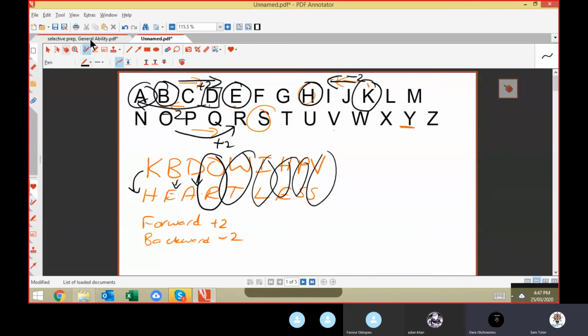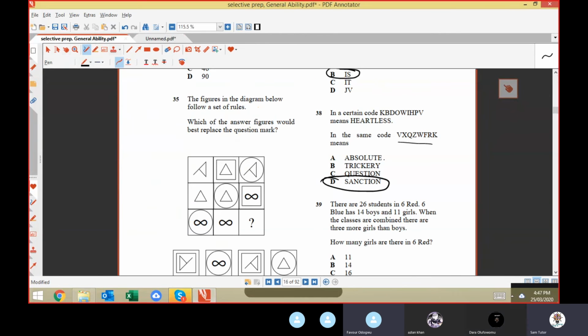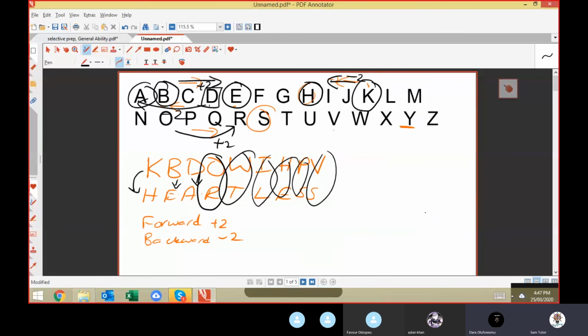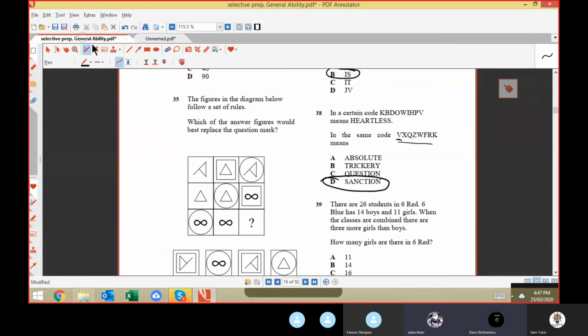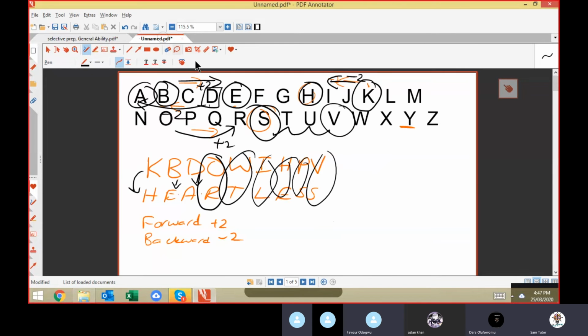So the question said VX. For example, V, we're going to go backwards 1, 2. That means the answer is S. Does that make sense now? Yeah. And X goes all the way forward to A. So the answer is exactly A. Good job. And that's how you get sanctioned.